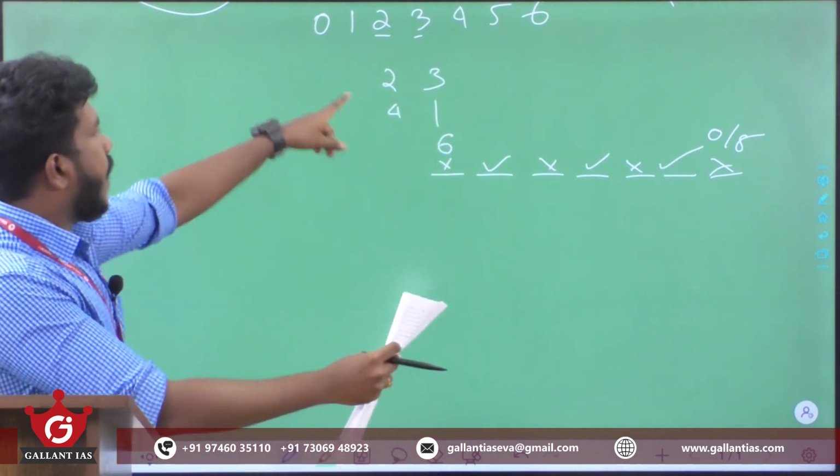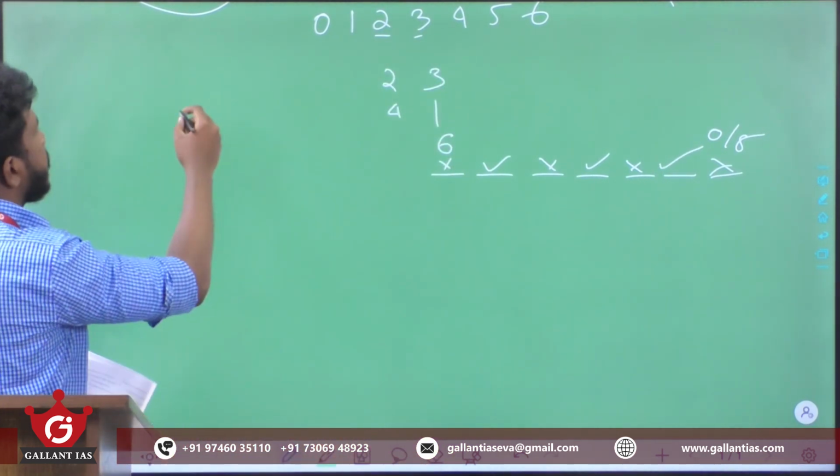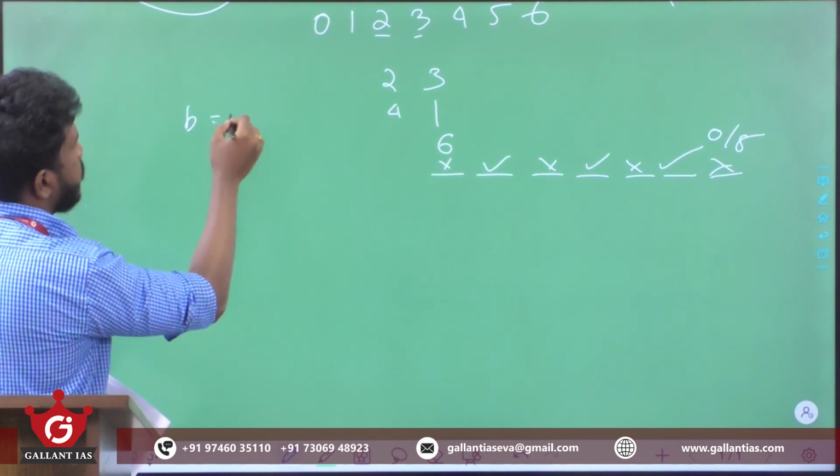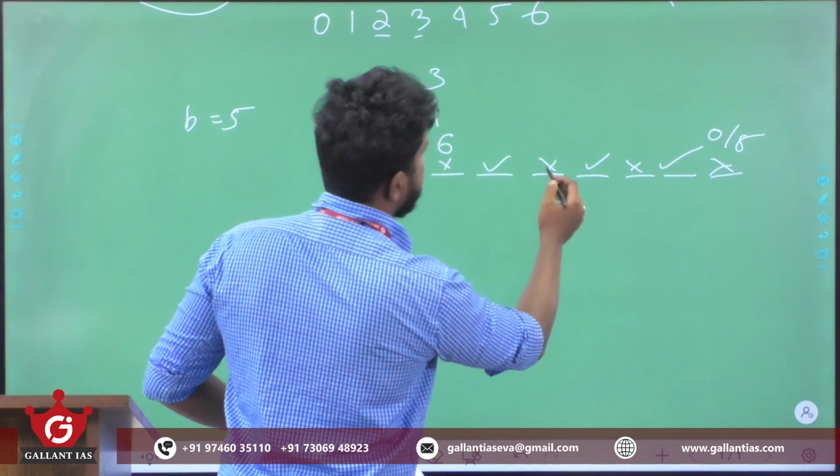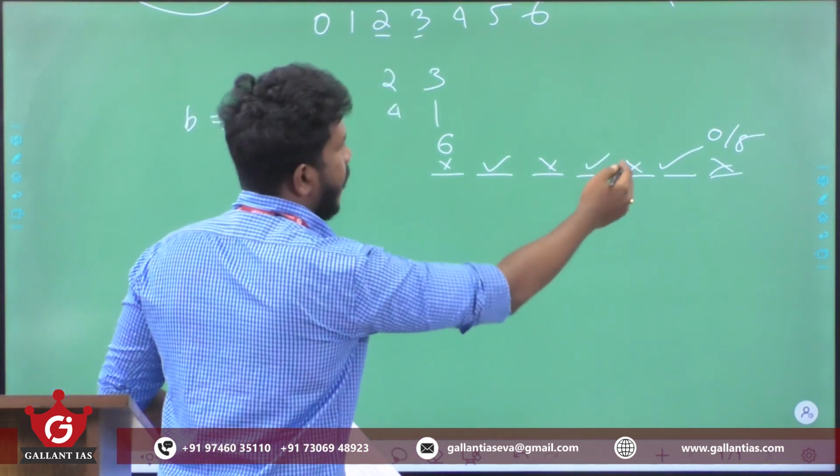So here I said that the sum of the even places, that is b, is 5. So in the even places, how many numbers are there? These ticks are the even places, so what does that tick value mean?